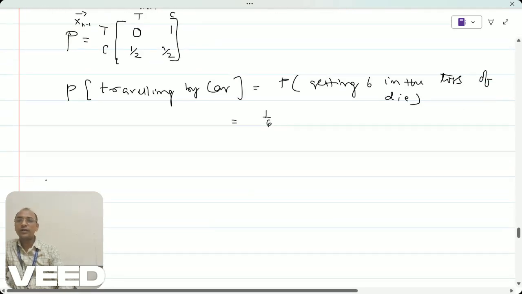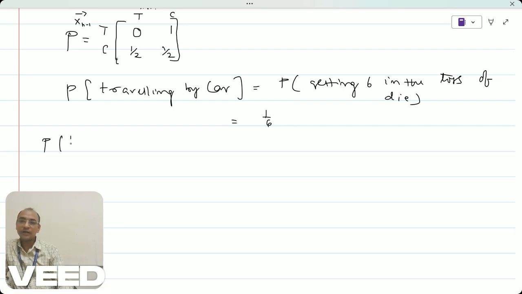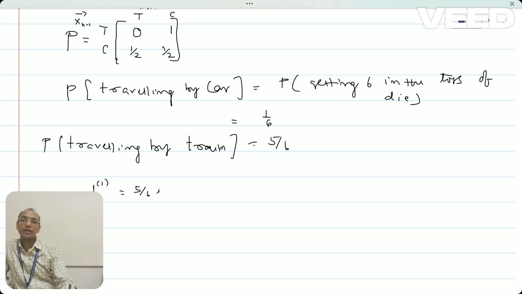Then the probability of traveling by train is equal to 5 by 6. So my initial probability P1 is: traveling by train is 5 by 6 and traveling by car is 1 by 6. So this is my initial probability.